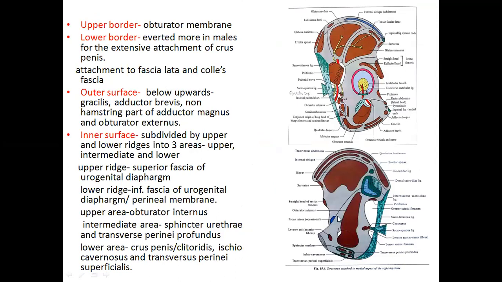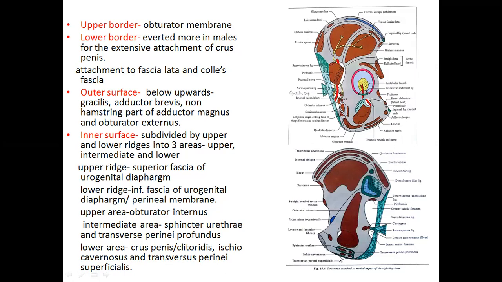So from our outer surface, just now you saw in the Chaurasia picture, from below upwards we saw gracilis, adductor brevis, and the hamstring part of adductor magnus, right? This was adductor magnus, this is adductor brevis, and this is gracilis. And of course, this is the obturator externus.